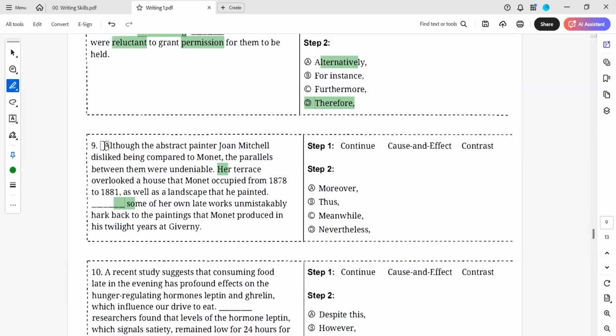It would be better to get it from the beginning. Why? Because of that unclear, ambiguous pronoun. Guys, we just need to eliminate the ambiguity, so we need to get it from the beginning just to know who's her, what should we know about her first, okay? Then we're going to check the relationship between the previous part, starting from although till painted, then starting from some till governing. So here we have the two ideas to check. We just need to know what could be the relationship, continue, contrast or cause and effect.